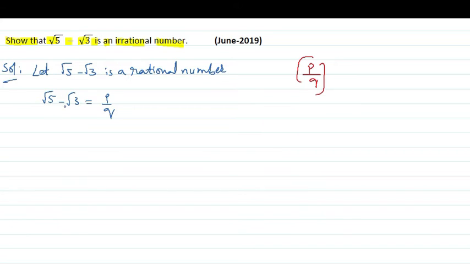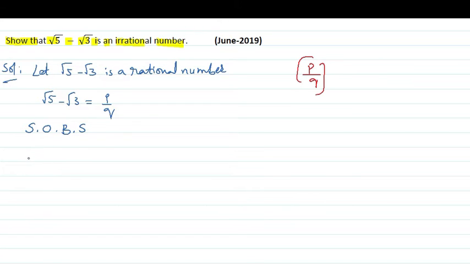Now, we need to get only one irrational number on one side. But in the question, we have two irrational numbers, that is root 5 and minus root 3, and we need only one irrational number on one side, either LHS or RHS. So to remove this square root, we need to do squaring on both sides.